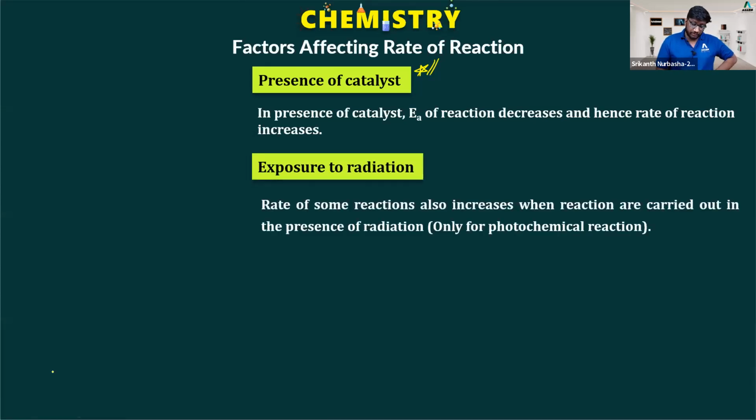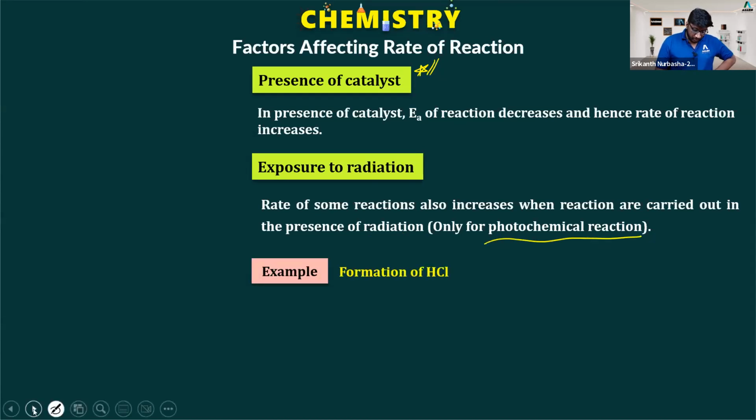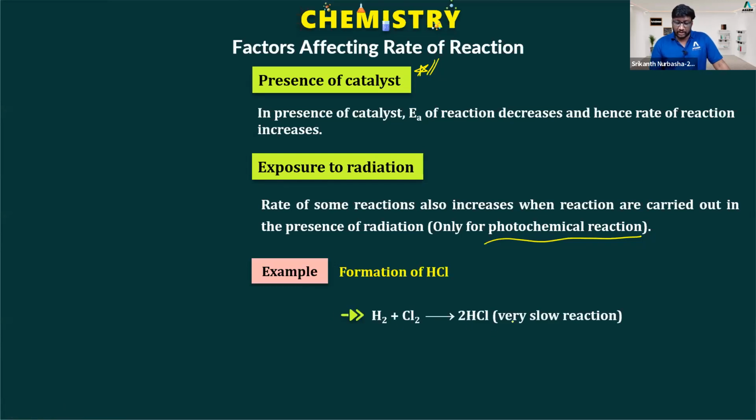Exposure to radiation. The rate of some reactions also increases when reactions are carried out in the presence of radiation, only for photochemical reactions. For example, consider the formation of HCl. H2 plus Cl2 gives 2HCl is a very slow reaction. In the presence of sunlight, this reaction will happen at a greater rate.